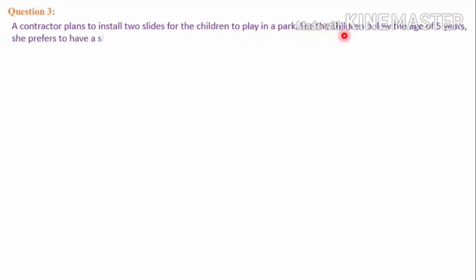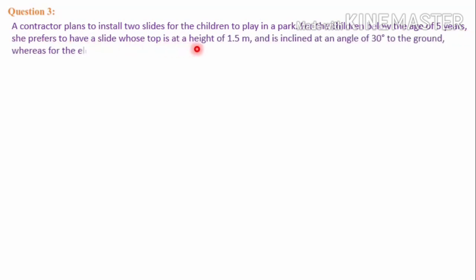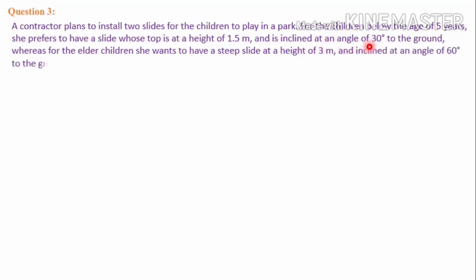Let's discuss question number 3. The question is, a contractor plans to install 2 slides for the children to play in a park. For the children below the age of 5 years, she prefers to have a slide whose top is at a height of 1.5 meter and it inclined at an angle of 30 degree to the ground. Whereas for the elder children, she wants to have a steep slide at a height of 3 meter and inclined at an angle of 60 degree to the ground. What should be the length of the slide in each case?